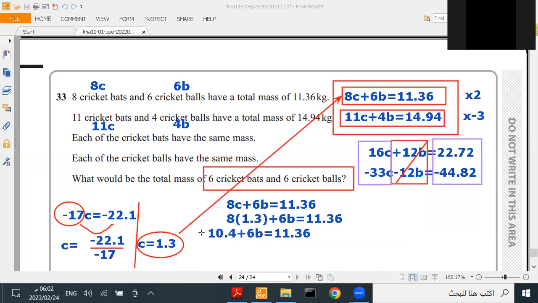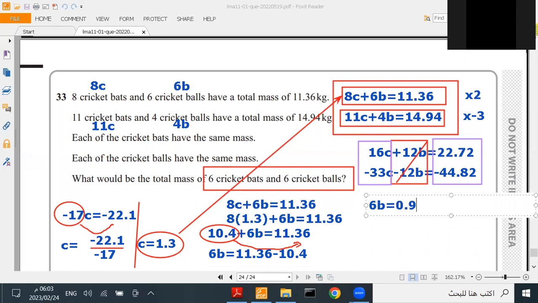Now we're going to take the 10.4 to the other side by, yes, very good. It's going to be by subtraction. Okay, minus 10.4. Minus 10.4 from 11.36. So 6b equals what? 6b again equals 11.36 minus 10.4, and I will find 0.96. So 6b equals 0.96.